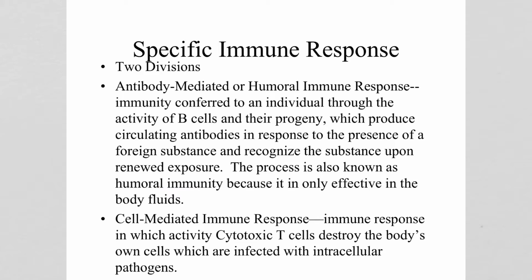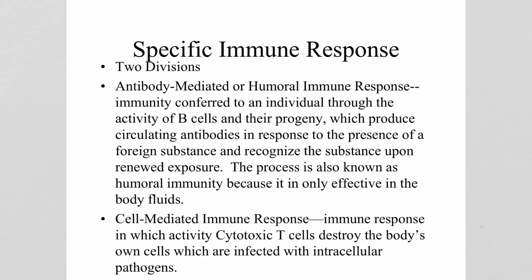Next, we'll talk about the two different divisions or parts of the specific or acquired immune response. First one of those is called antibody mediated, or also sometimes called the humoral immune response. And this is when immunity is conferred to an individual through the activity of cells called B cells or B lymphocytes. These cells produce antibodies that circulate through your body, through your fluids. They're made in response to a specific foreign substance or antigen. They attach to it and help your body to rid itself of it.